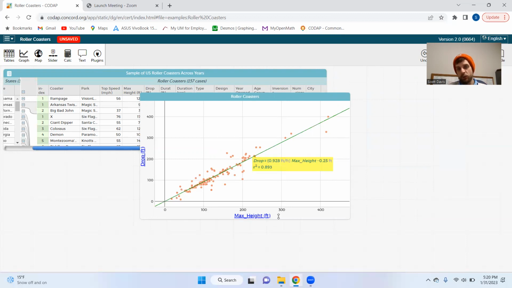So for every additional foot of max height, the maximum drop of the roller coaster is increasing by just under a foot.